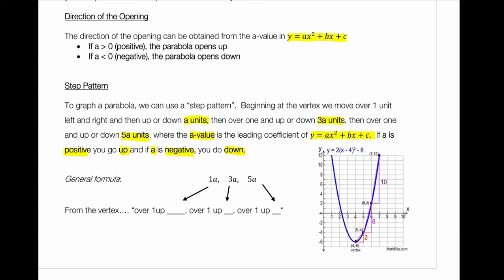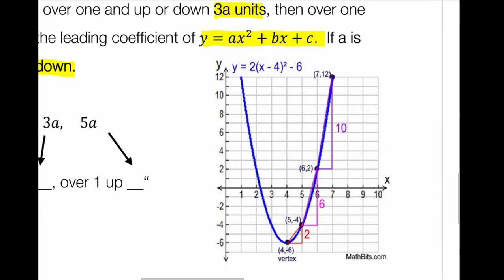So as an example, we can see an example here. Here the leading coefficient is 2, so that's my a value. So if I have the general pattern 1a, 3a, 5a, 1 times 2 is 2, 3 times 2 is 6, 5 times 2 is 10. So that's where that a value is going, and that's how we get our step pattern.